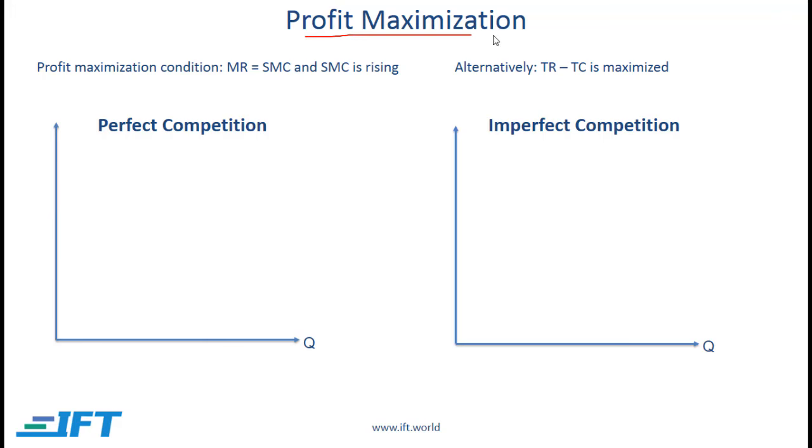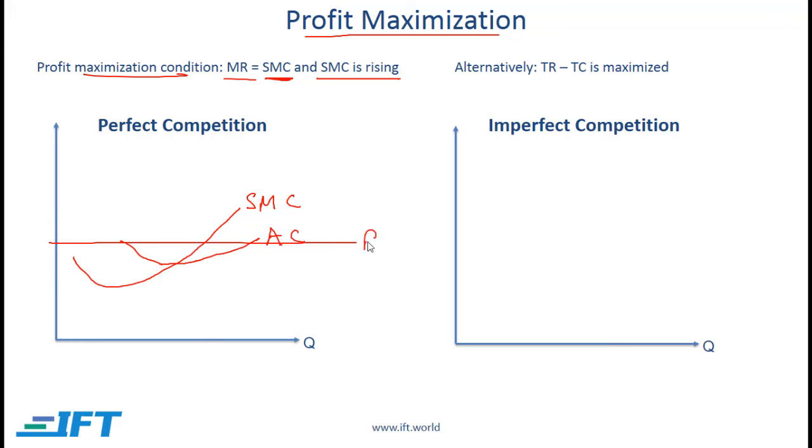Coming now to profit maximization. This is the profit maximizing. Profit is maximized when the marginal revenue is equal to the short run marginal cost and the short run marginal cost is rising. So let's consider this situation. Say we have this short run marginal cost curve, and let's say that this is our average cost curve, and we have a perfectly competitive environment, and this is our price, which is the same as marginal revenue.